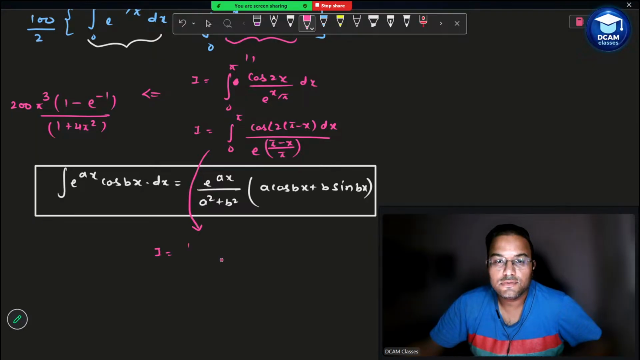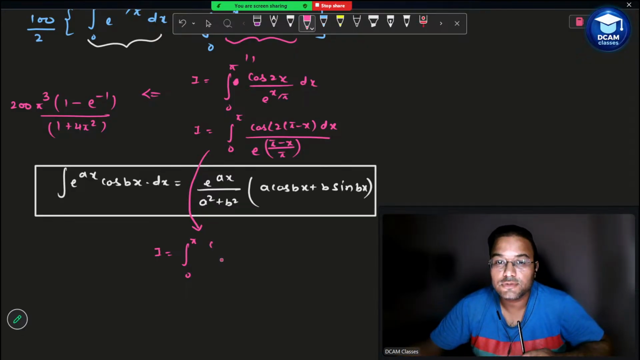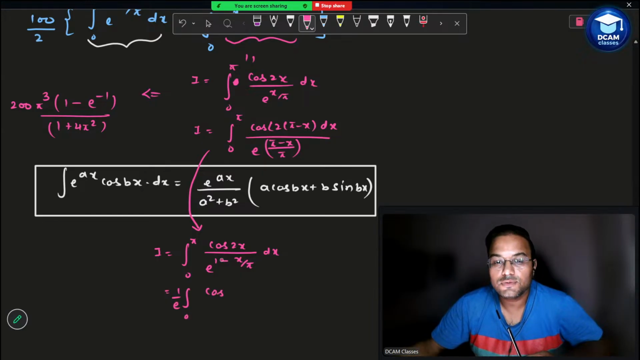I is equal to, cos of 2 pi minus x is what? Minus cos 2x, it is cos 2x only. It is e power 1 minus x by pi. So actually it would become 1 by e, cos 2x into e power minus x by pi.